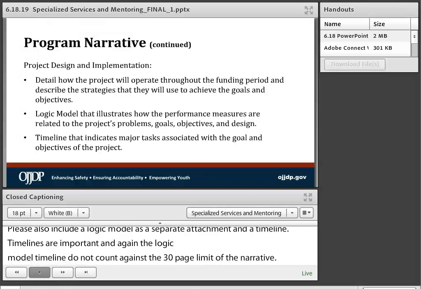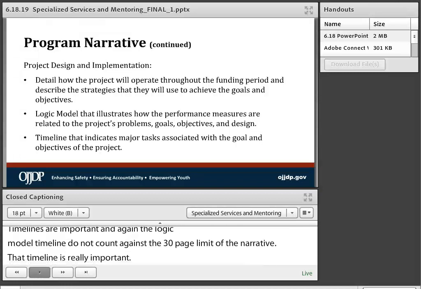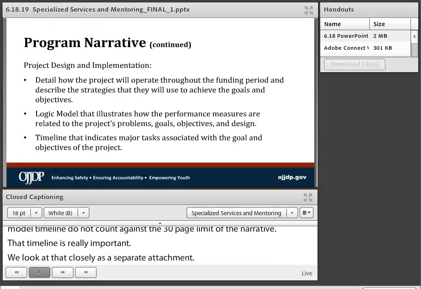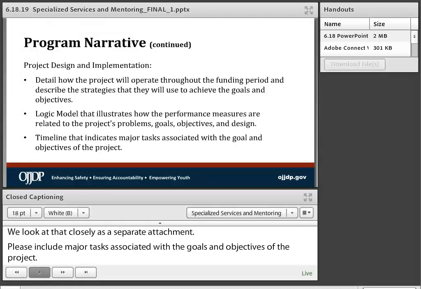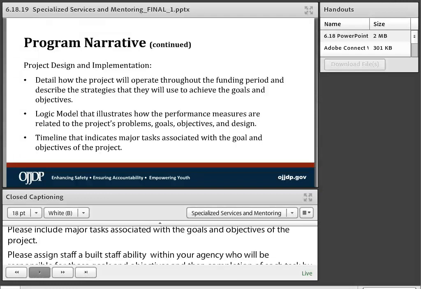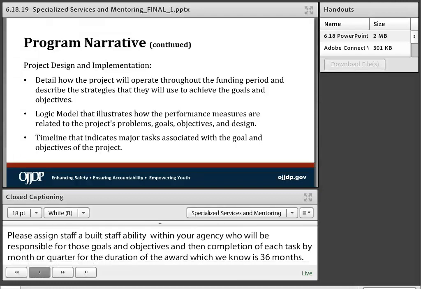Please include major tasks associated with the goals and objectives of the project. Please assign responsibility for each. So whether that is you're coming in with a partner agency or your agency, or if you have it specific down to a person within your agency who will be responsible for those goals and objectives. And then completion of each task by month or quarter for the duration of the award, which we know is 36 months. So what is the timeline? We want to see that you've really thought through how you're going to be using this funding across these 36 months to really meet these goals and do the best to support these children and youth who are in need of our services.